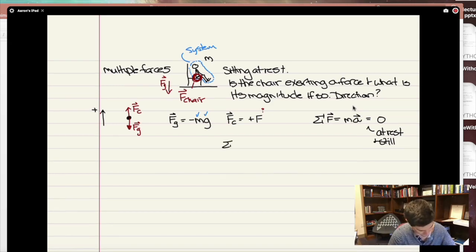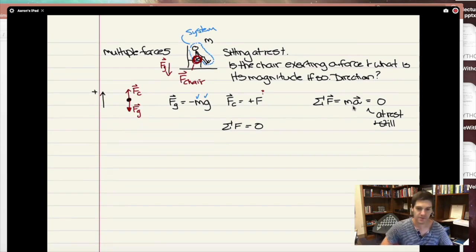All right, so I'll get rid of the vectors since this is just 1D. Sum of the forces equals 0. So then I will write the sum of the forces. Sum means add them up. So I'll write force of gravity plus force of chair equals 0.